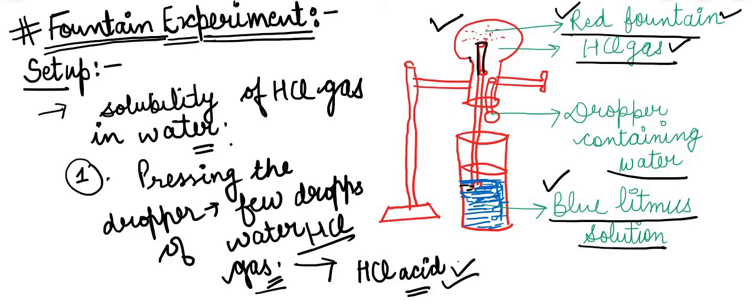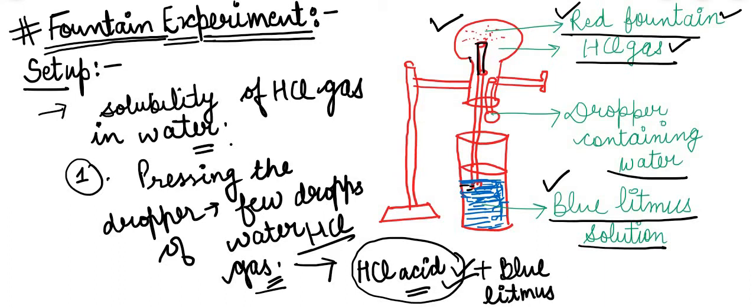And we know this thing, when an acid comes in contact with a blue litmus solution, then definitely there is a change in color. That color changes from blue to red. We know this, that its color changes from blue to red. And that red color we are getting in the form of this fountain.